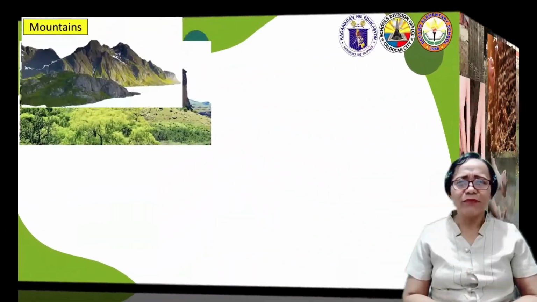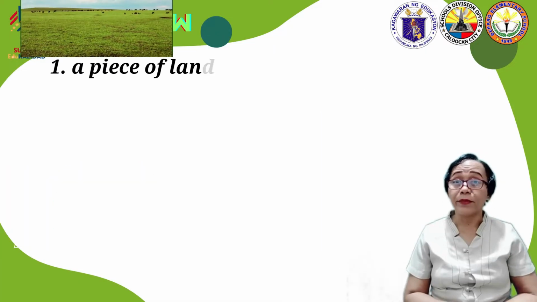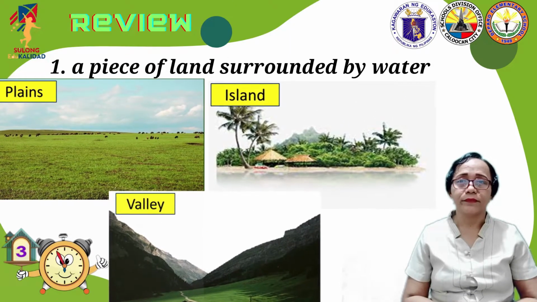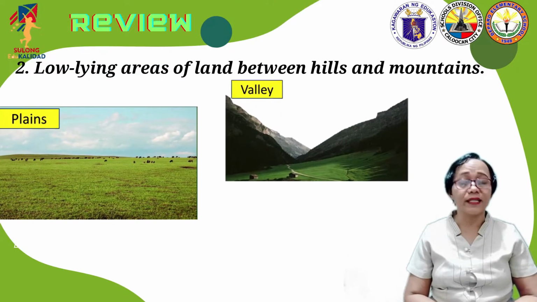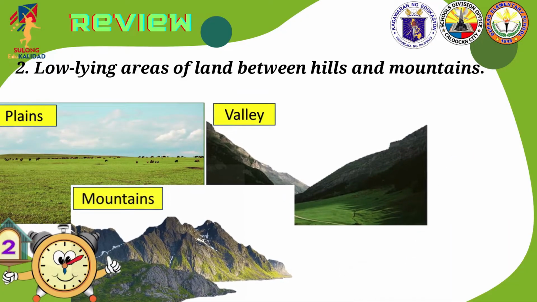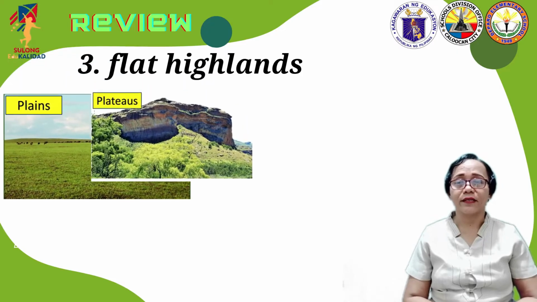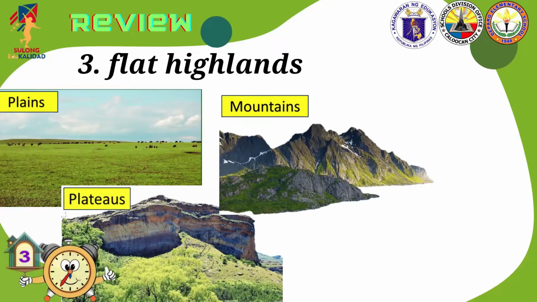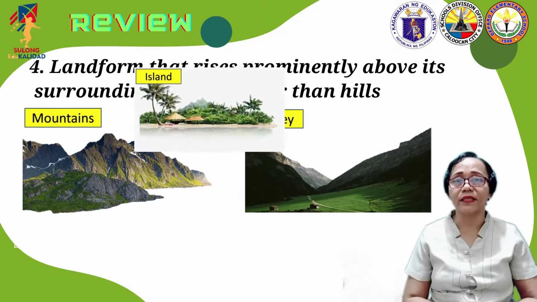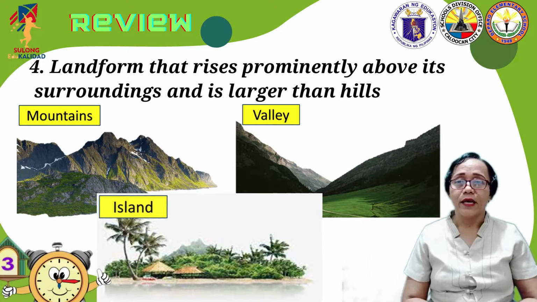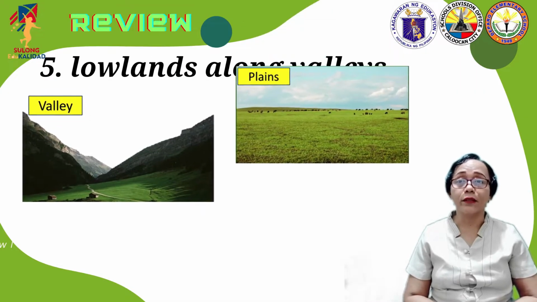Okay, but before that, let me see first if you can still remember the characteristics of the following landforms. 1. A piece of land surrounded by water. 2. Low-lying areas of land between hills and mountains. 3. Flat highlands. 4. Landform that rises prominently above the surroundings and it's larger than hills. And number 5, lowlands along valleys.